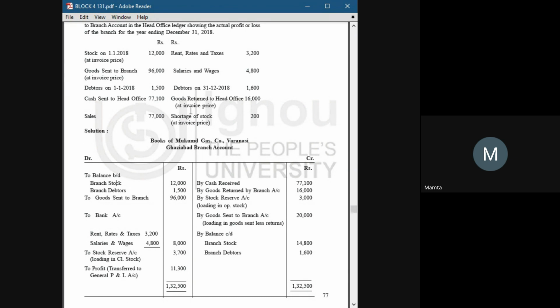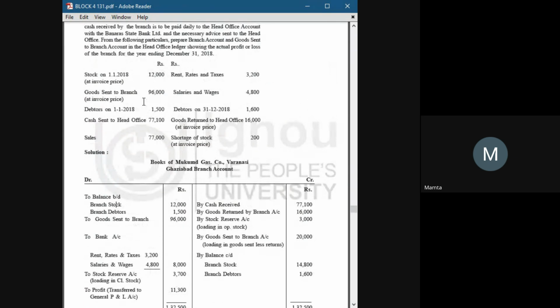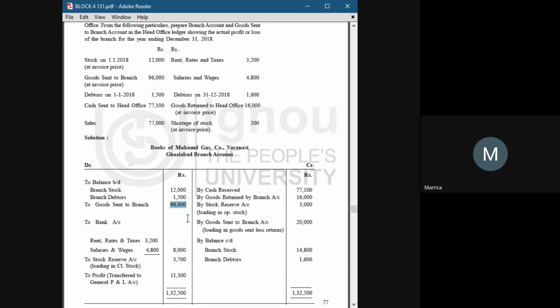Goods sent to the branch. It is shown here. We have sent goods to the branch worth 96,000, and this amount is at invoice price. Remember that it is not a cost price. It is an invoice price. Here it is 96,000.